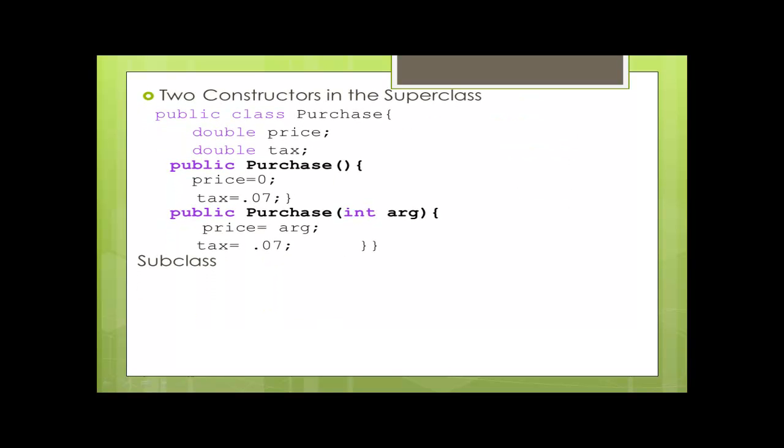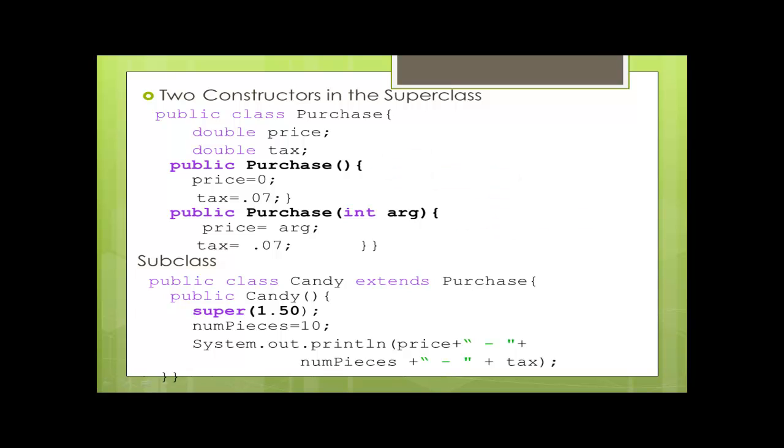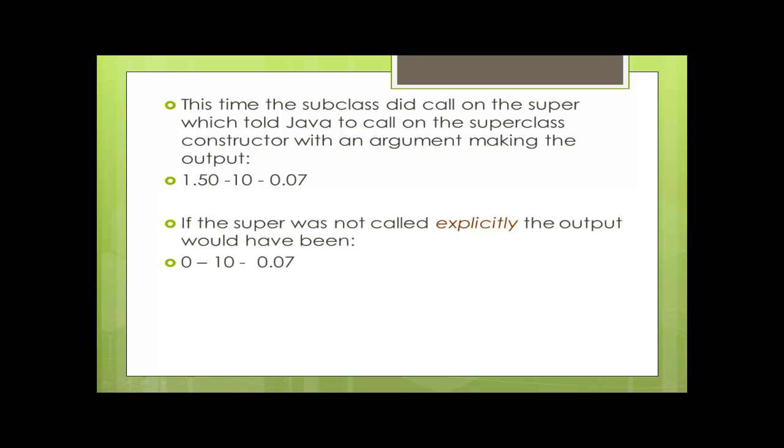This is an example of a class with two constructors, one with no argument and one with an argument. The subclass Candy now uses the keyword super and supplies an argument 1.50. This time the subclass did call on the super, which told Java to call on the superclass constructor with an argument, making the output 1.50, 10, and 0.07. If the super was not called explicitly, the output would have been the same as the first example of the default constructor, 0, 10, and 0.07.